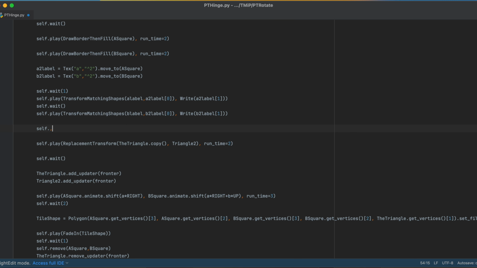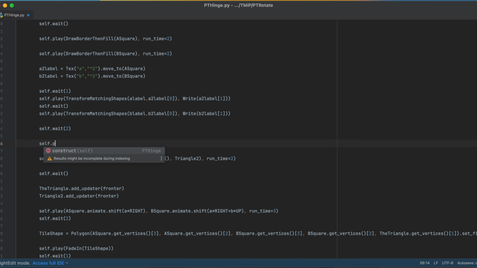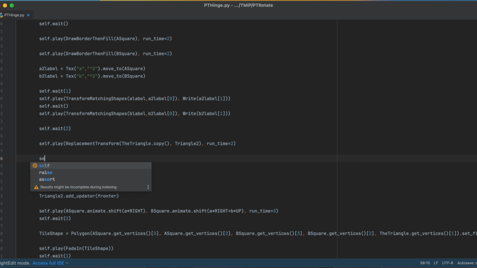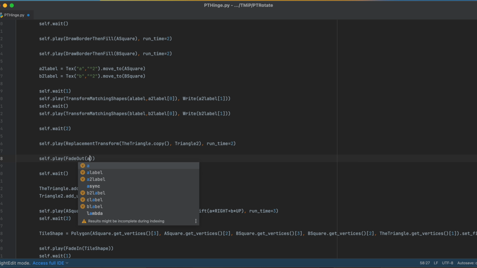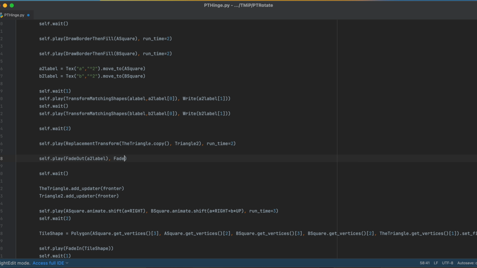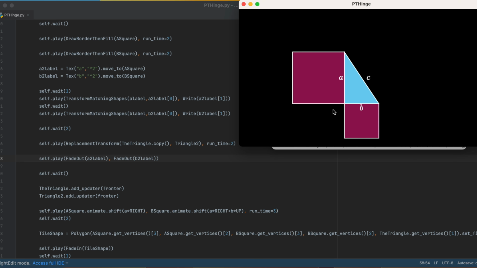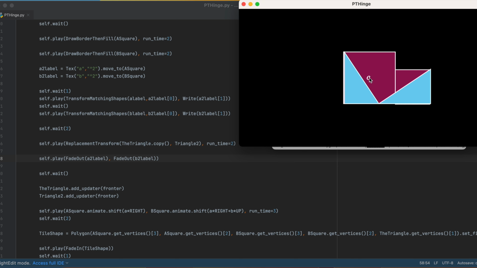So now what we want to do is wait 2 seconds so that we can let that digest. And then we'll move the triangle for a second, and then we will self.play, fade out the A2 label and fade out the B2 label. And let's go see what this looks like. Okay, so A becomes A squared, B becomes B squared. We wait for a couple seconds. Then we're going to watch that triangle rotate. Then we should fade out A squared, B squared, and then move those two right there. Notice C's still on top, which is great. Then we're going to fade this out, rotate it.